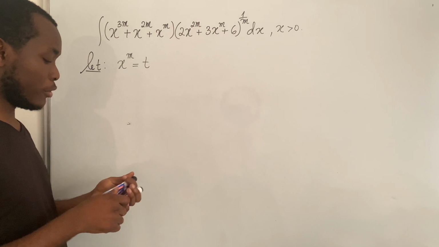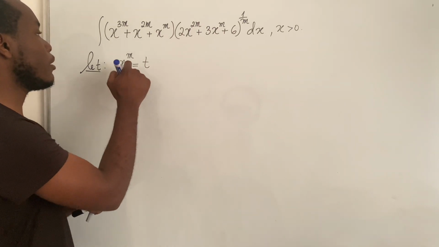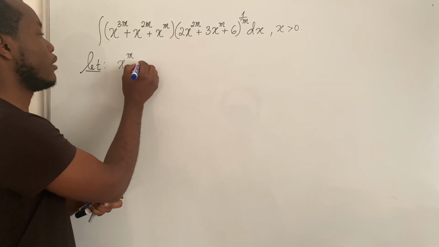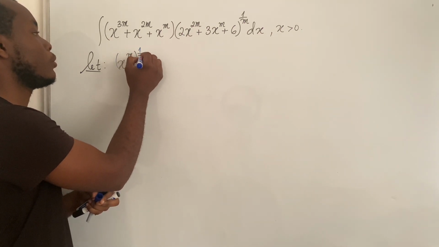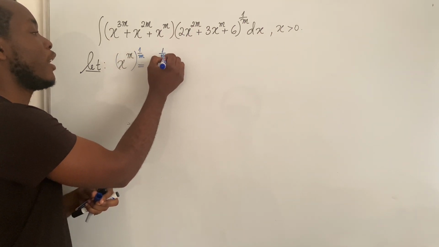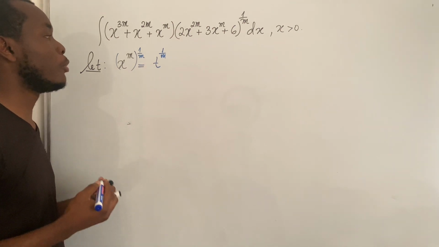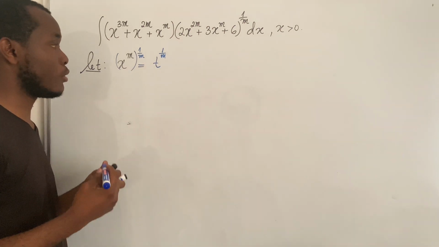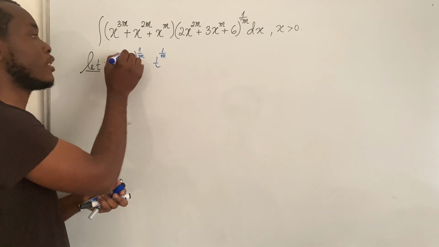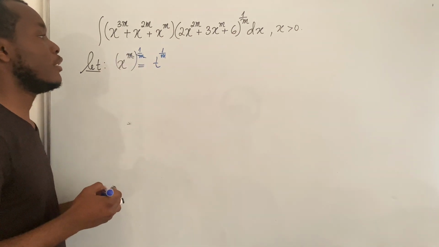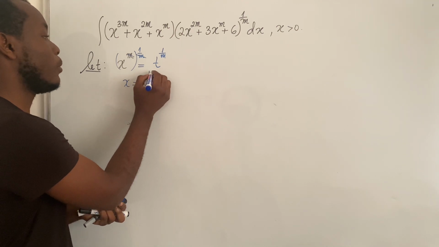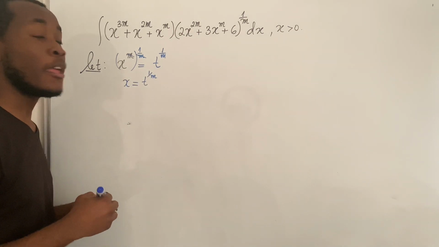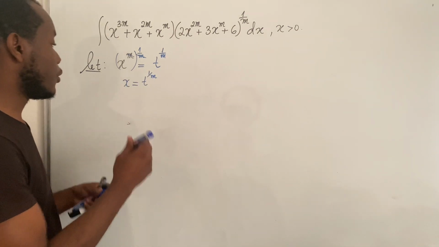So we can put both expressions to the power 1 over m. So if we put both exponents as 1 over m, we can cancel these out. So we're going to have x will be t to the power 1 over m. Okay, perfect. Now we can differentiate both sides.